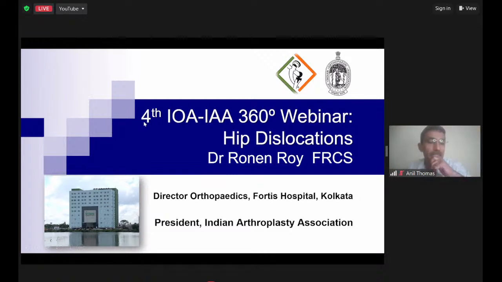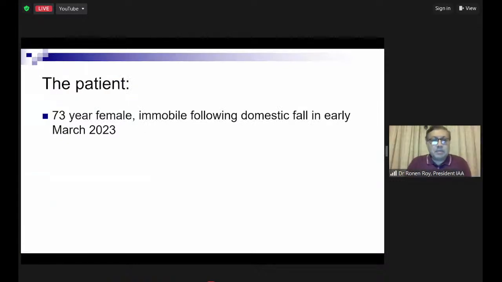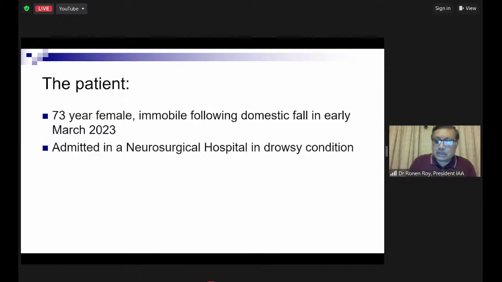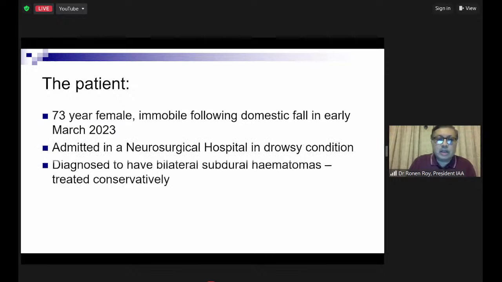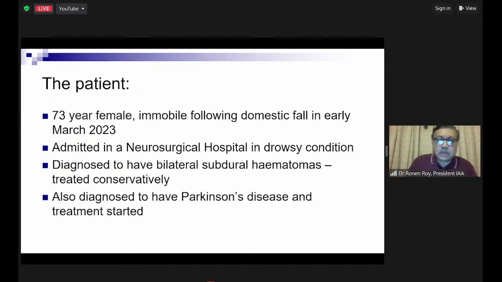Right. Well, I've got a relatively simple case. This is a 73-year-old lady. She was immobile following a domestic fall about 6 months ago. She was admitted at the time in a neurosurgical hospital in a drowsy condition, where she was diagnosed to have bilateral subdural hematomas, which were decided to be treated conservatively. She was also diagnosed to have Parkinson's disease at the time. So this was diagnosed 6 months ago and treatment was started.